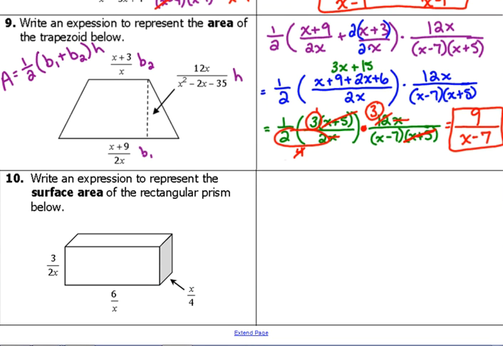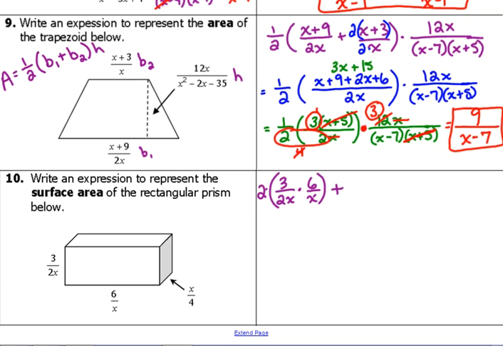Okay. All right, I'm just going to set you up on number 10. I'm not going to do it completely. Write an expression to represent the surface area of the rectangular prism below. So surface area, we have to add up the area of all the faces, right? So let's see here. The face that we're looking at, the area of that would be 3 over 2x times 6 over x. How many of those faces do we have? 2. So I'm going to multiply that by 2.